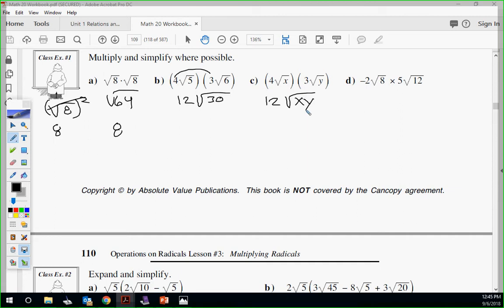And the last one there, negative 2 times 5, negative 10. I know these will break down because 12 and 8 break down, but we'll multiply it first. That's 96, I believe. Mental math's a little slow at the beginning of the year, but 96. What goes into 96? We know 4 does. 16 does, right?